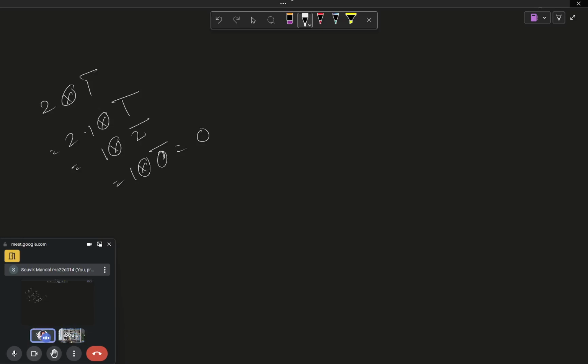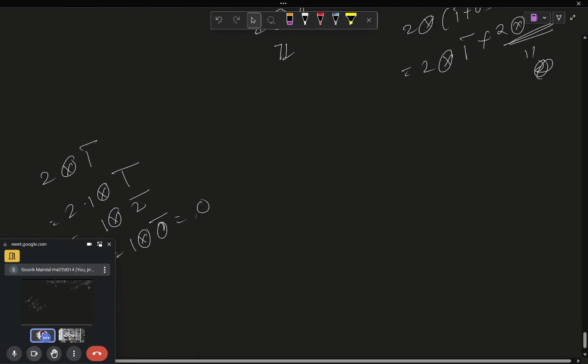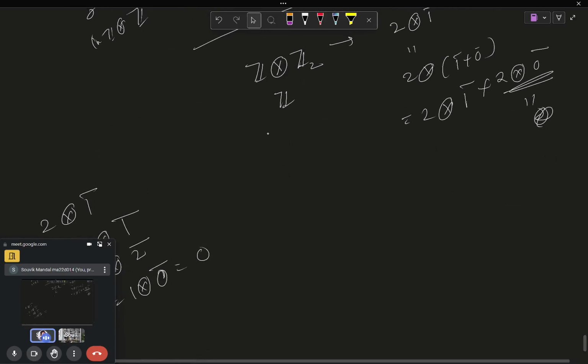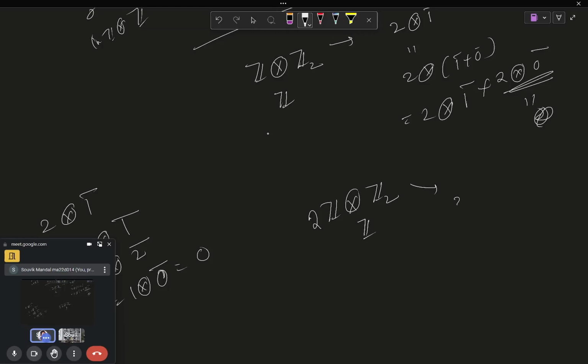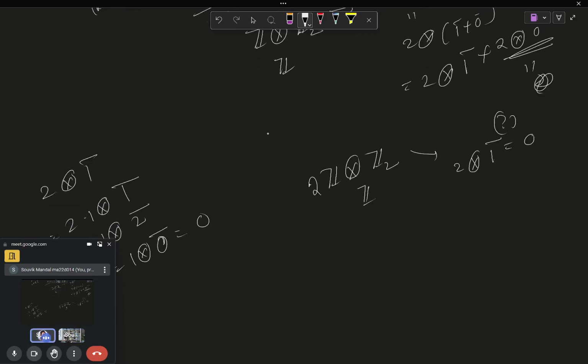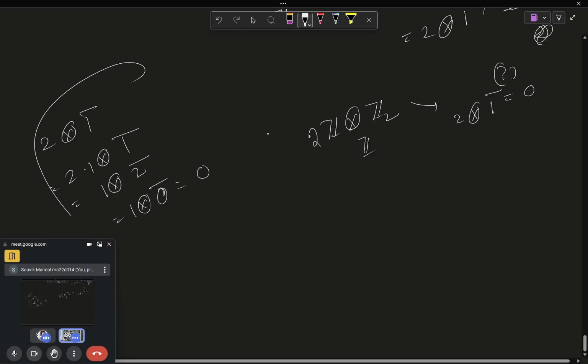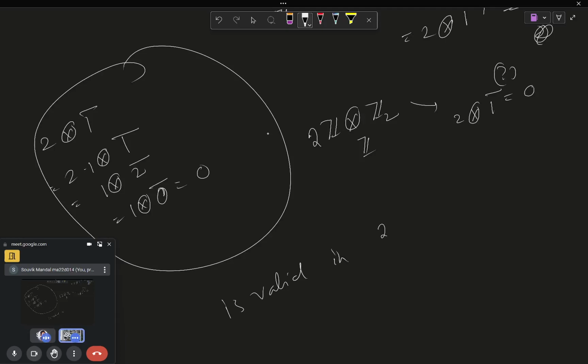So this is one way of doing it using a property. But look at one thing: consider this tensor, and here if we consider the element 2 tensor 1 bar, can you say anything about whether it is 0 or not? Try to understand whether this argument is valid in 2Z tensor Z2. Try to see.